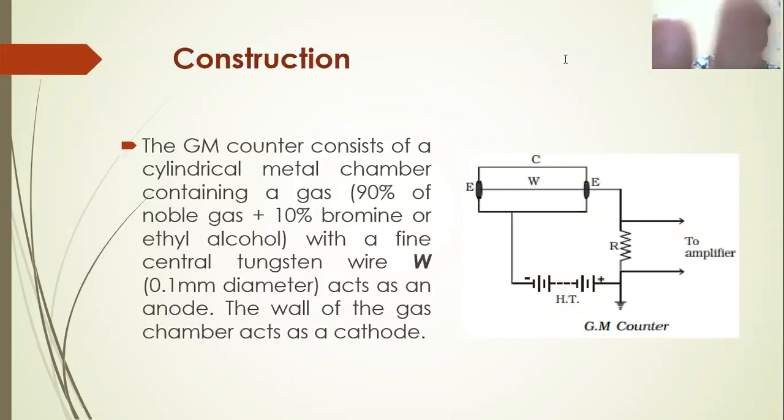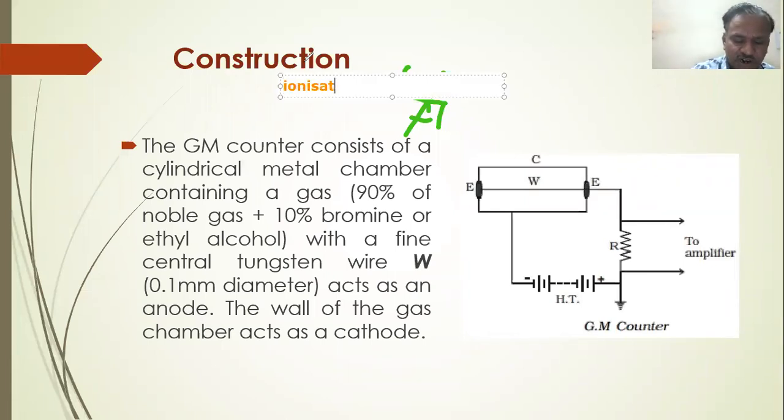Otherwise, this photon will again create electron emission, primary and secondary, and the avalanche, and again a signal appears. We don't want that signal; we want only one signal. The GM counter is designed for one-time counting, otherwise second-time counting will take place. In order to eliminate this, we use ethyl alcohol or methyl alcohol. Why only methyl alcohol? Its ionization potential is low compared to the argon atom.